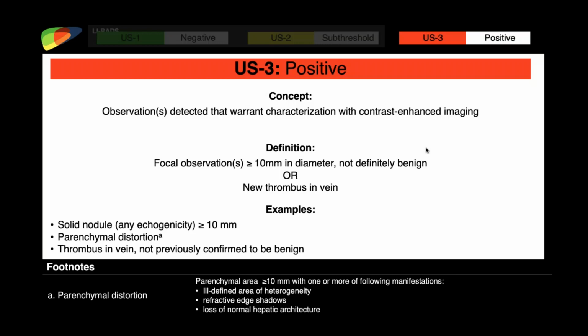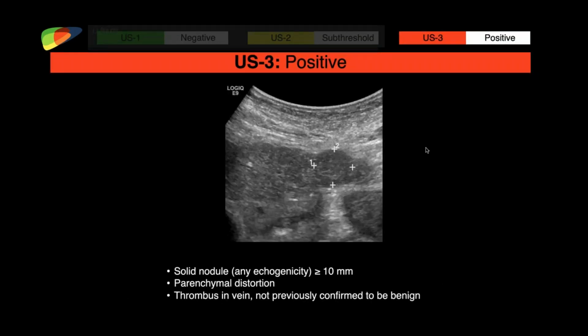So for the focal observation that measures greater than or equal to 10 millimeters, that can be a solid nodule of any echogenicity measuring over 10 millimeters, or an area of parenchymal distortion, which can present as an area of ill-defined heterogeneity, refractive edge shadows, or an area where you've lost your normal hepatic architecture. So let me show you some examples.